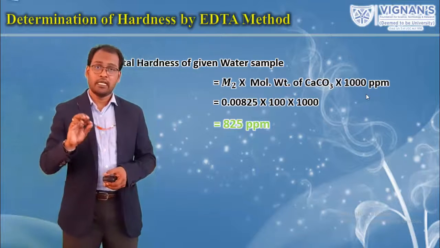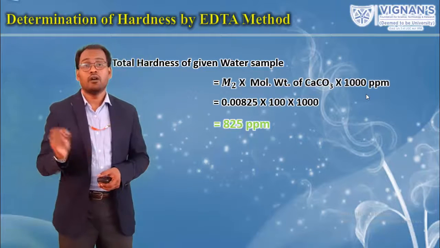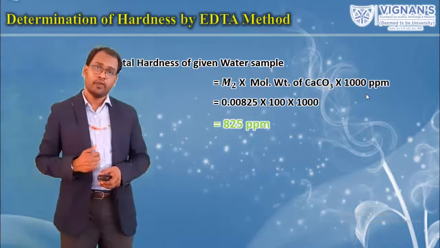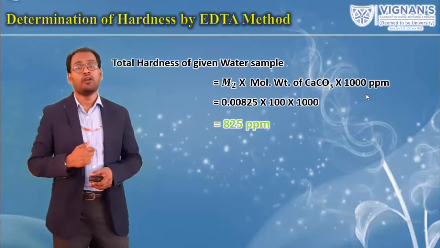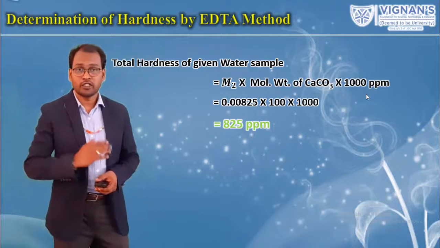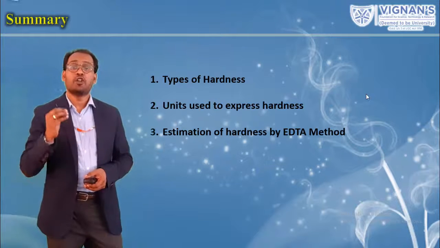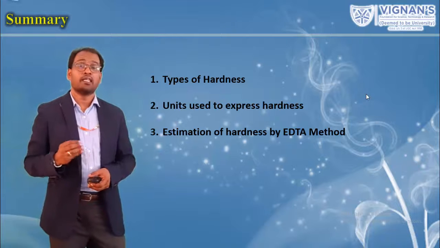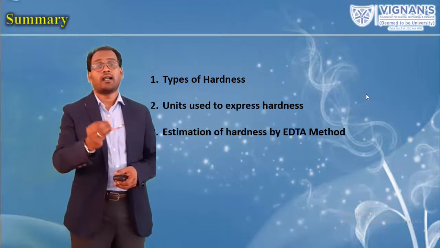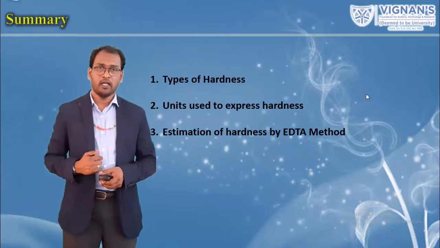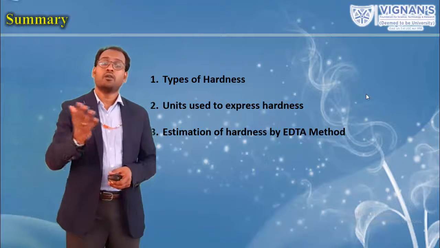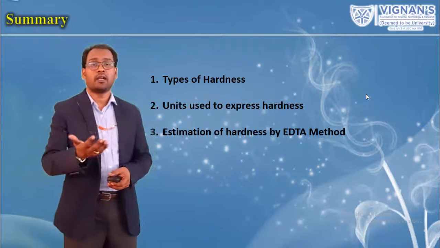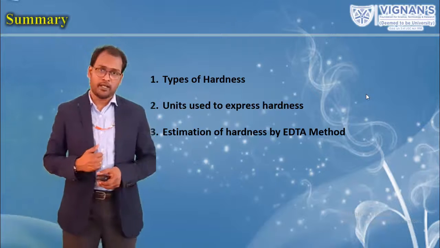We saw why EDTA has been chosen. Then we saw the principle of this, the equations involved in it, and the complexes formed. Then we saw the procedure by which you can do this experiment, and then we saw the calculation of how hardness can be estimated. And at the end we saw how to calculate total hardness, temporary hardness and permanent hardness.